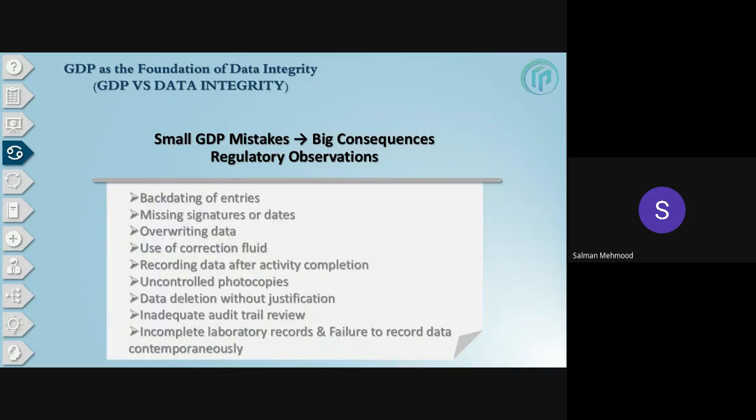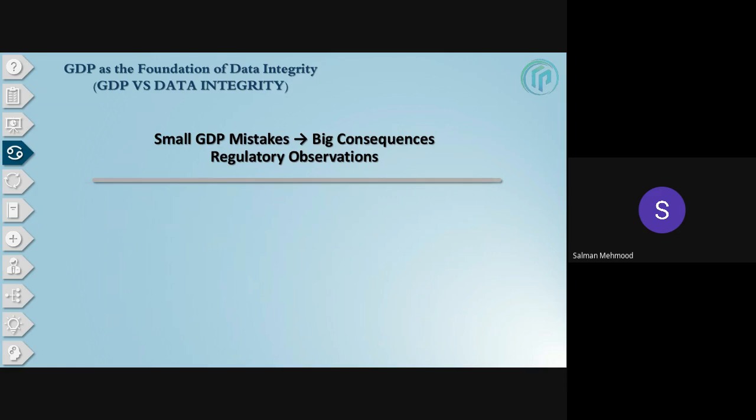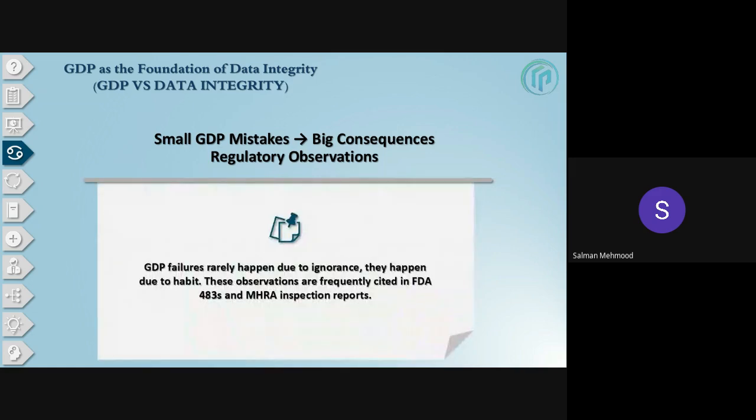The next one is small GDP mistakes, which can lead to big regulatory observations, like backdating, missing dates, overwriting, correction fluid usage. All these look small, but for regulators, they scream. The data cannot be trusted in this way. In one inspection, a single backdated entry triggered a full site data integrity audit.